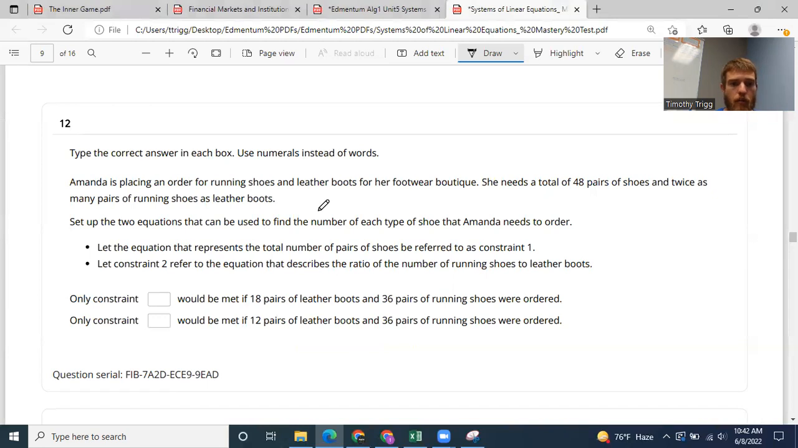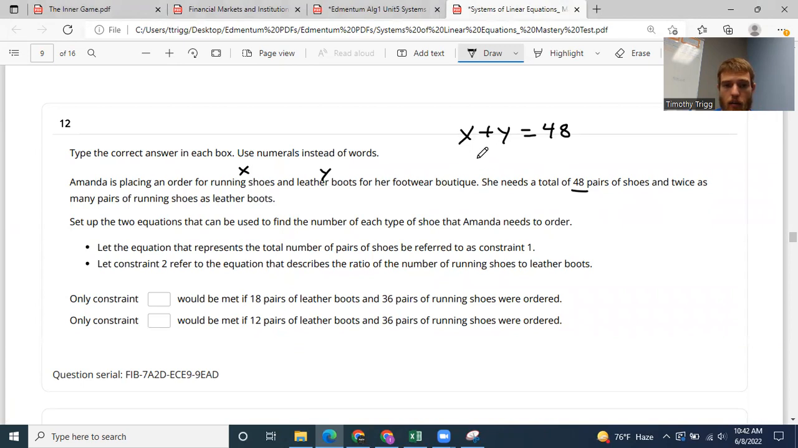Amanda is placing an order for running shoes and leather boots for her footwear boutique. She needs a total of 48 pairs of shoes and twice as many pairs of running shoes as leather boots. So running shoes we'll say are X, leather boots are Y. If I do X plus Y, that should give us 48 pairs of shoes, because it says she needs 48 pairs of shoes. And she also needs twice as many pairs of running shoes as leather boots.